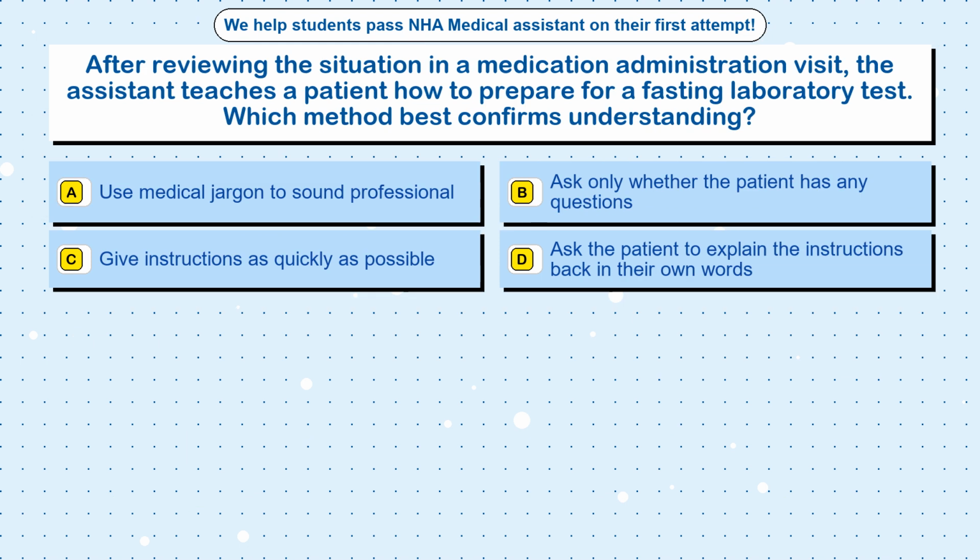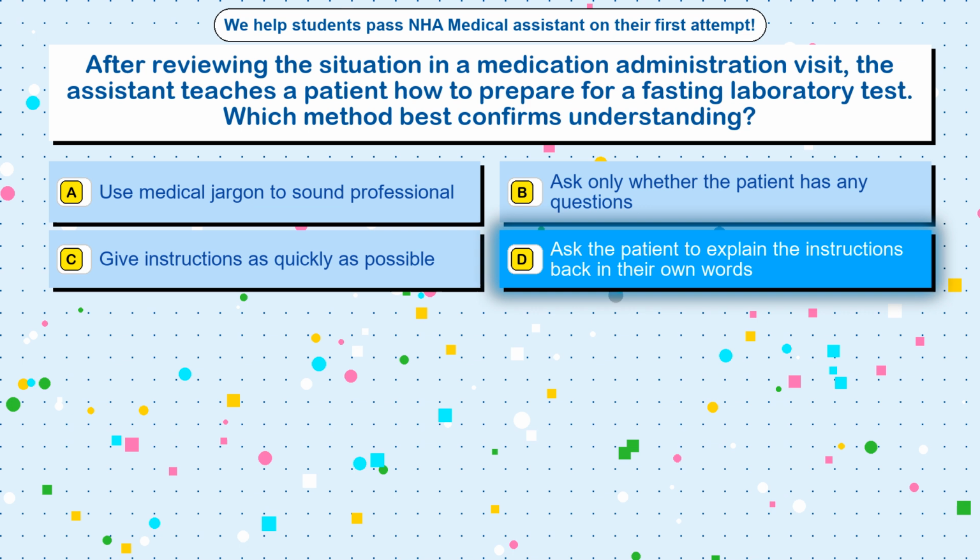Question 56. After reviewing the situation in a medication administration visit, the assistant teaches a patient how to prepare for a fasting laboratory test. Which method best confirms understanding? Option A. Use medical jargon to sound professional. Option B. Ask only whether the patient has any questions. Option C. Give instructions as quickly as possible. Option D. Ask the patient to explain the instructions back in their own words. The correct answer is option D.